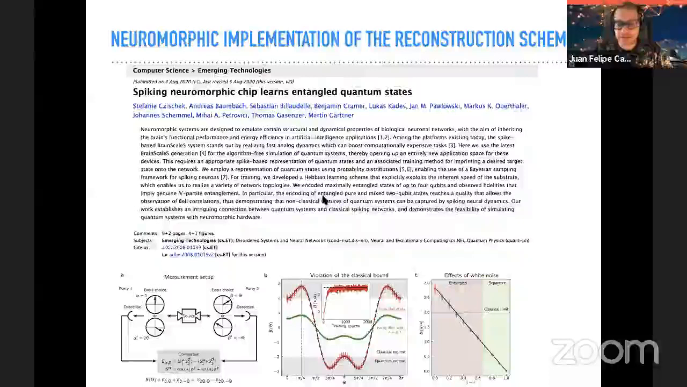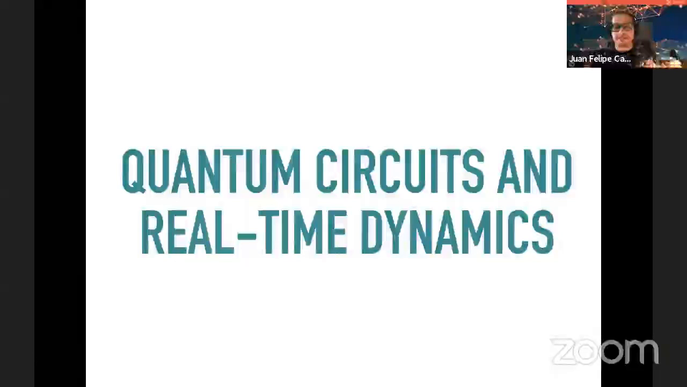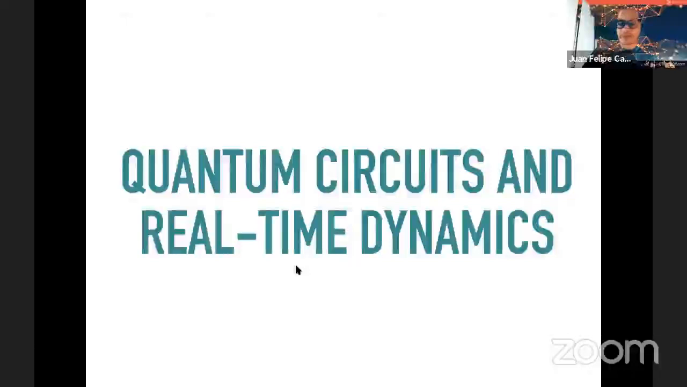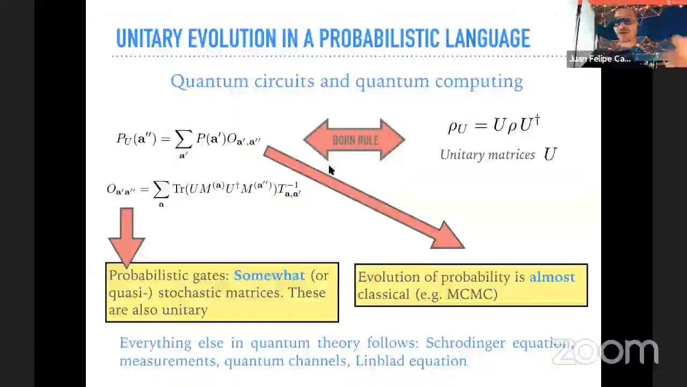But then, okay, this is reconstructing quantum states from data that you produce, say, experimentally or numerically. But I wanted to explore this a little bit more, to go beyond data reconstruction and see if we can do simulations, right? Can we use these models to simulate, for instance, the Schrodinger equation, real-time dynamics, and so on. So let me first tell you what unitary evolution looks like in this probabilistic language. In the usual language, you take an initial quantum state rho, and then you unitarily rotate it, and you end up with this new density matrix rho U through some unitary matrix.